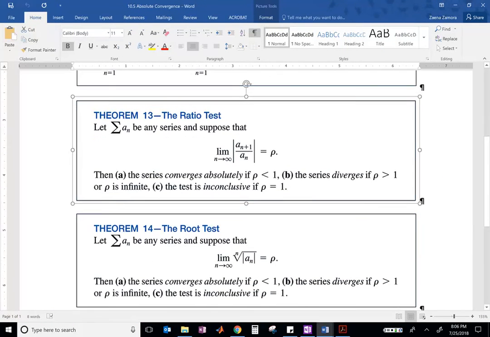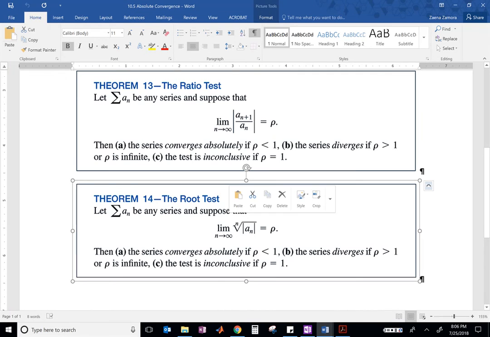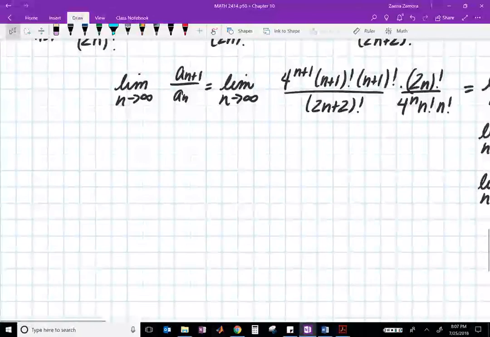I only have like 2 or 3 examples for this one. All right, the root test. No, I keep forgetting, not that one. No, I know.